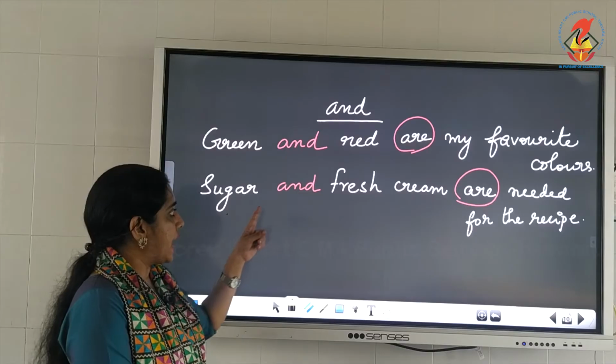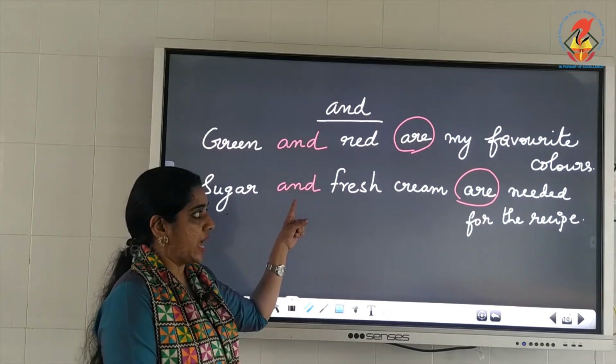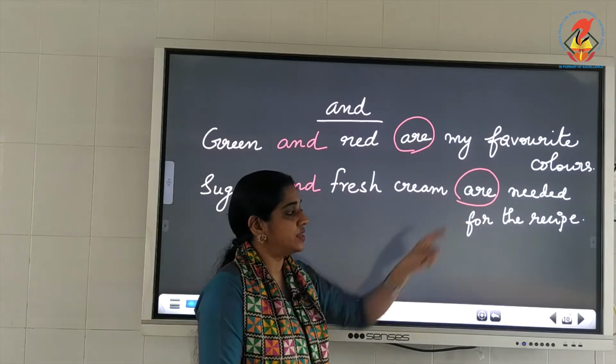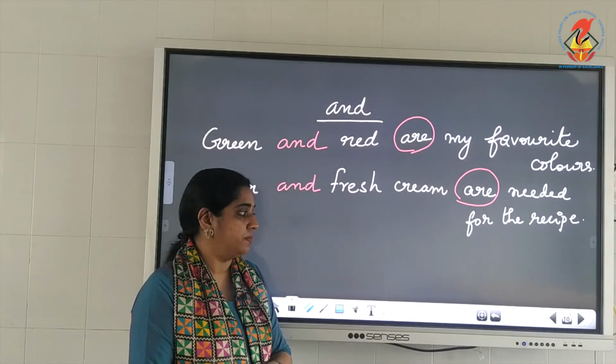Now sugar and fresh cream are needed for the recipe. I am joining two words, is it? Sugar and fresh cream. So when I am joining two subjects with and, I should always use a plural form of the verb.